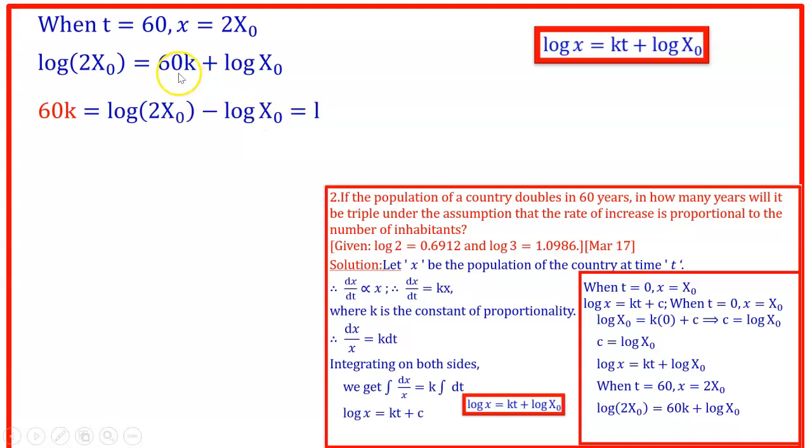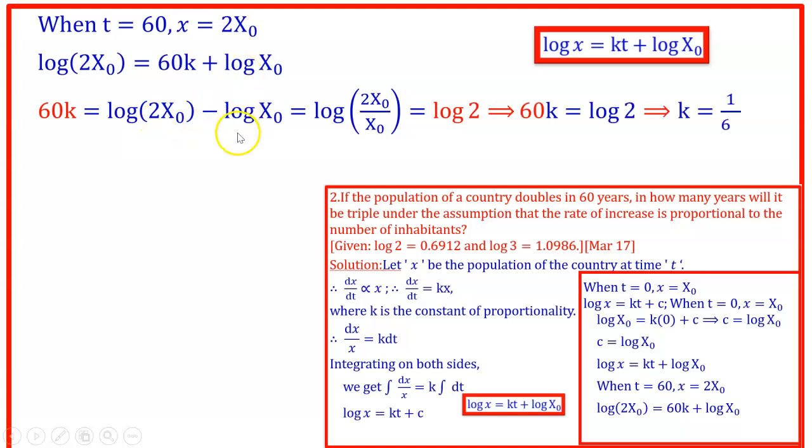Therefore, 60k = log(2x0) − log x0. With the help of the rules of logarithm, log m − log n is log(m/n). The x0 and x0 get cancelled, and you will get log 2. So 60k = log 2. Therefore, k = (1/60) log 2. This is the value of k.